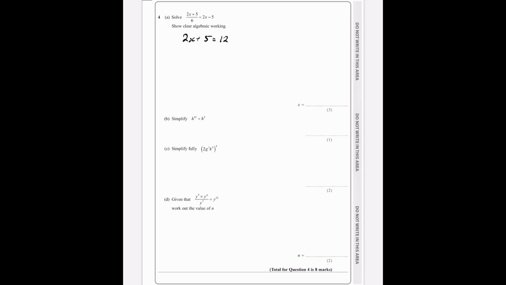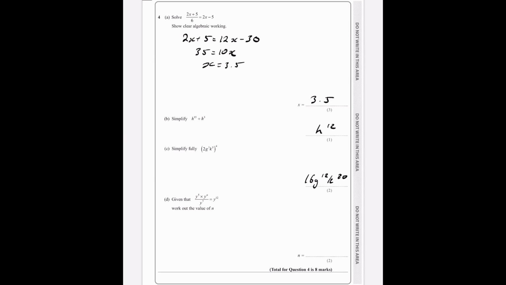Question 4. Solving the equation, multiply both sides by 6 to start with, bring the x's onto the right and the numbers onto the left. You could do it the other way around and then get lots of negatives that cancel. Divide both sides by 10, x is 3.5.